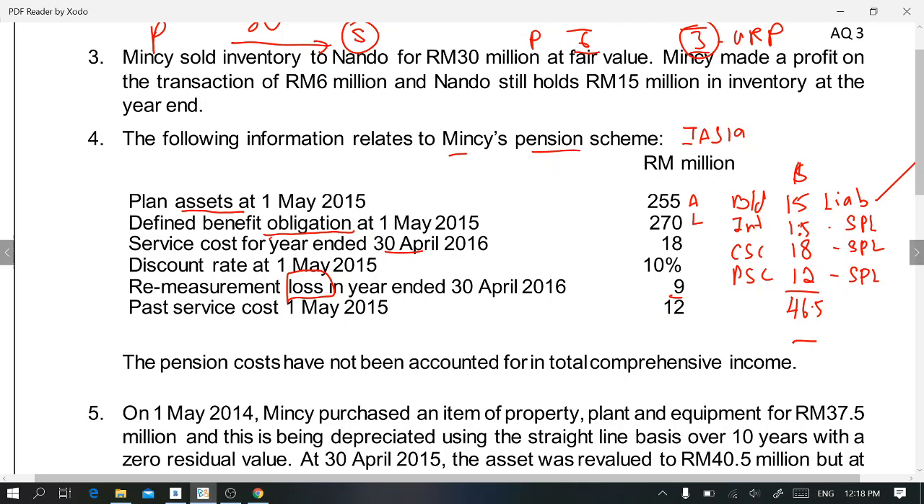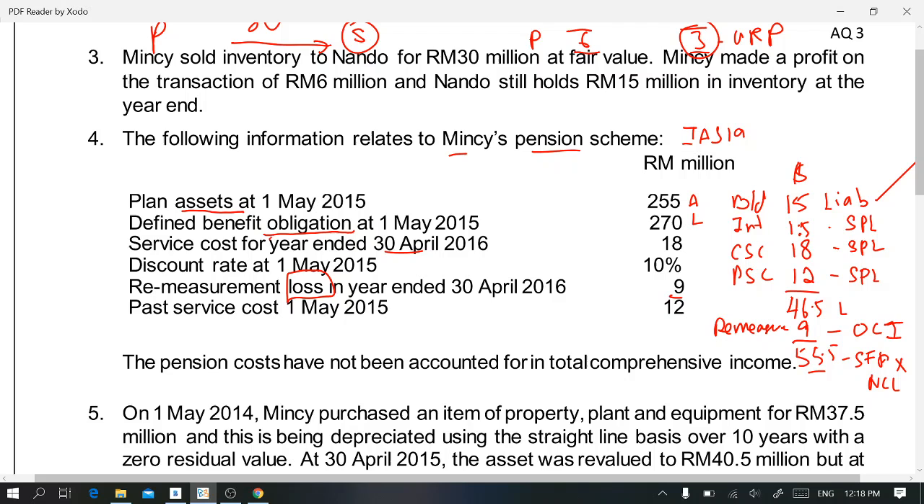Remeasurement loss of 9, so it should be plus, not minus, because this is a liability. It's a loss, which means the liability has increased. So this one goes to OCI. So total 55.5. This goes to SFP, but not in this question here. This is a non-current liability.